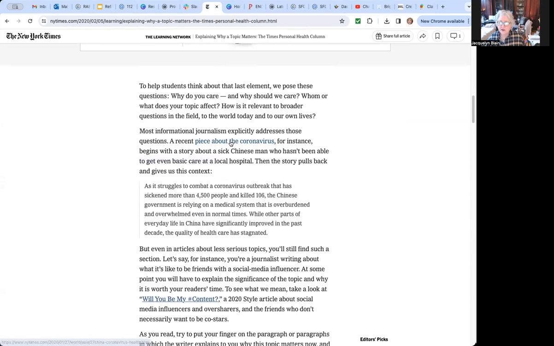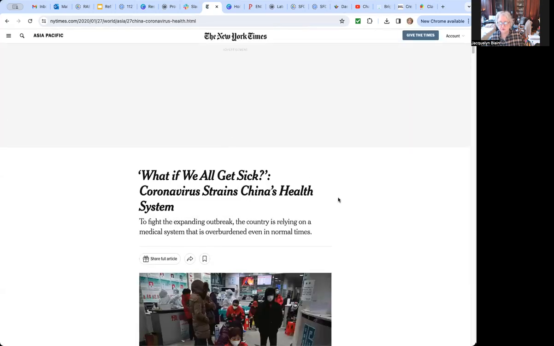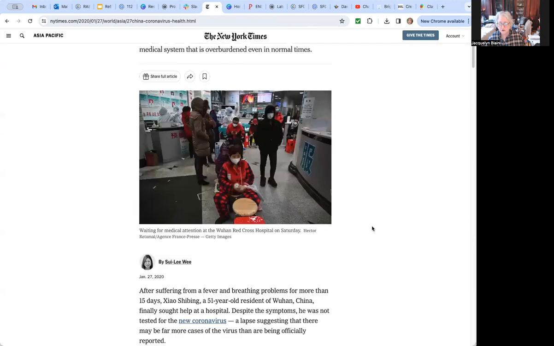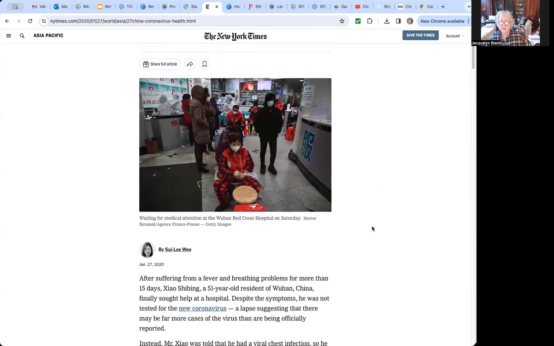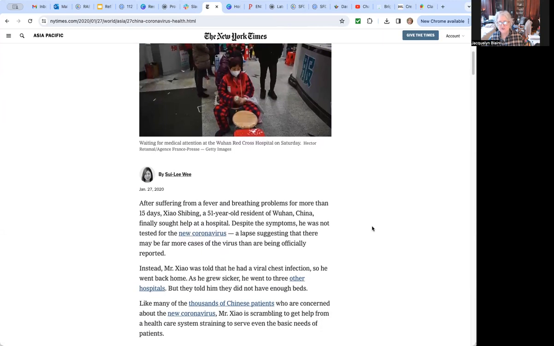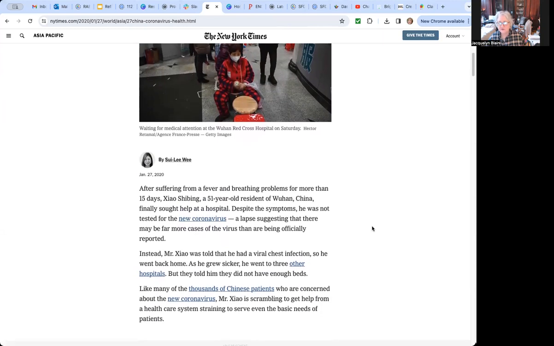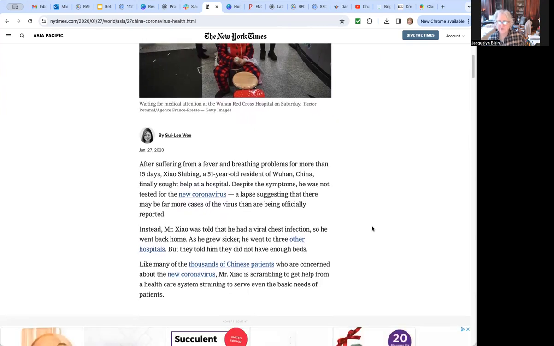So this is a piece about, just to show you an example, coronavirus, from early in 2020, before the pandemic hit. And this is how she starts this article. After suffering from a fever and breathing problems for more than 15 days, this 51-year-old resident of Wuhan, China, finally sought help at a hospital. Despite the symptoms, he was not tested for the new coronavirus.